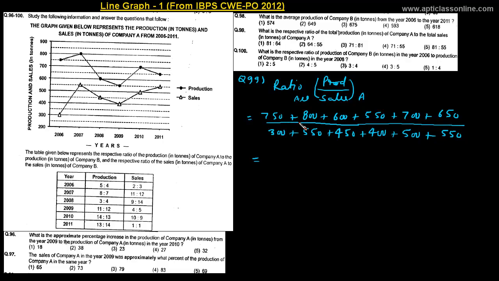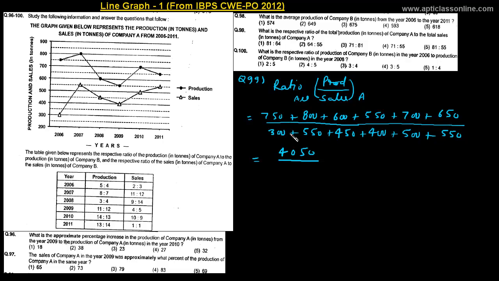If we sum up the numerator, 8 plus 6, that is 1400, plus 750 plus 550 we get 1300, plus 1400, that is 2700, plus 700 will get 3400, plus 650, that is 4050. Simple addition.